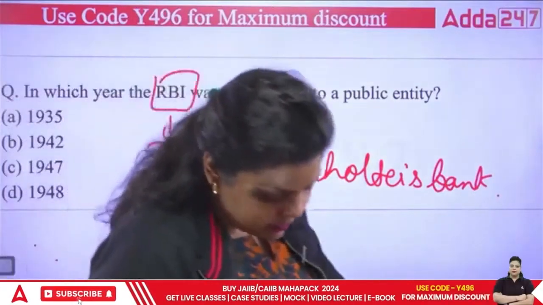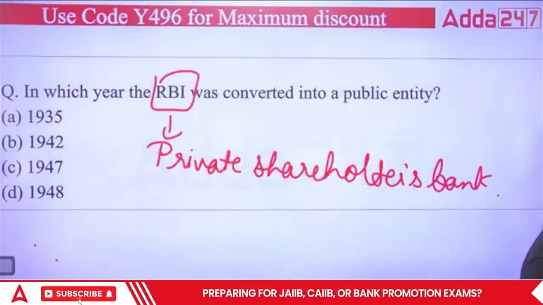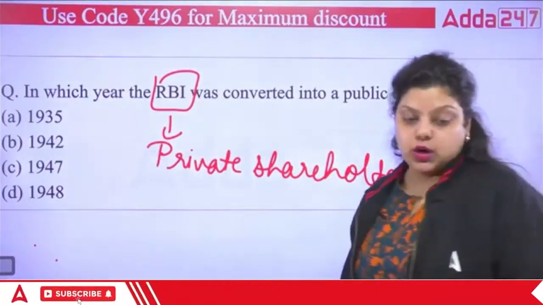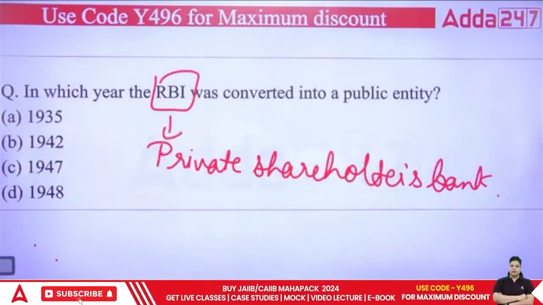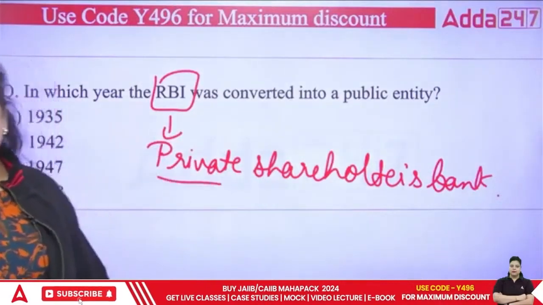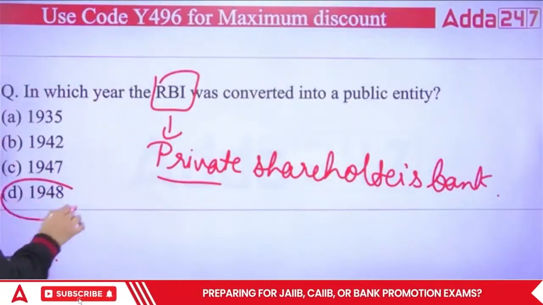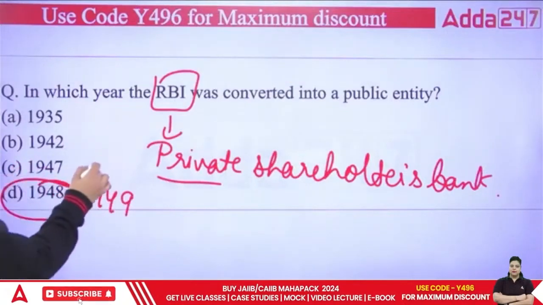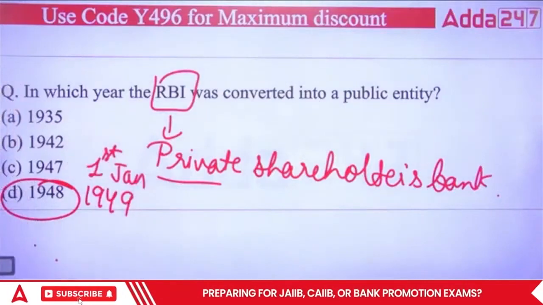This 5 crore capital was required to establish RBI, but the government of our country did not have that much capital. So they issued shares of RBI, and the public like us purchased the shares, and that's why RBI was known as a private shareholders' bank. The nationalization of RBI was done in the year 1949. The right answer is 1949. On 1st January 1949, RBI nationalization was done.